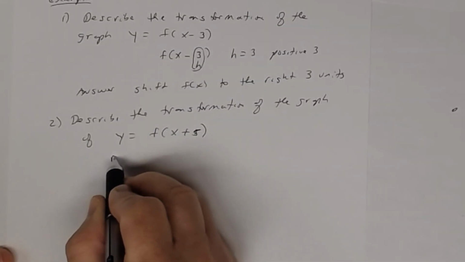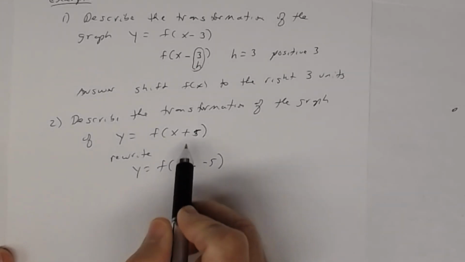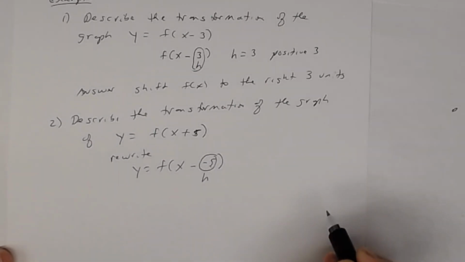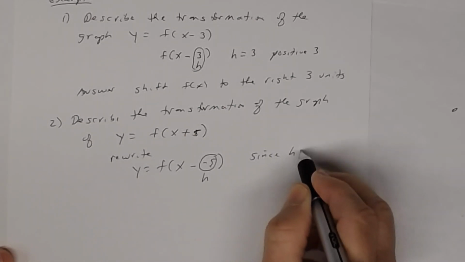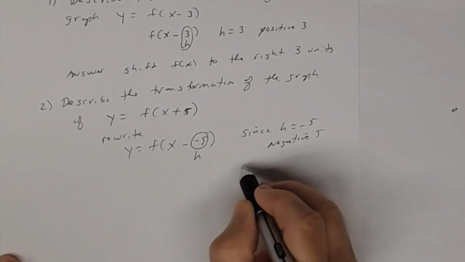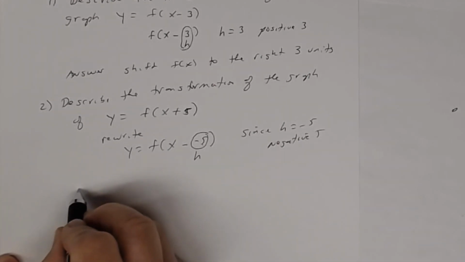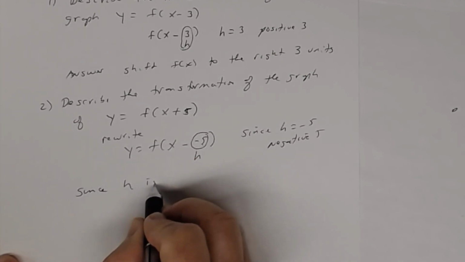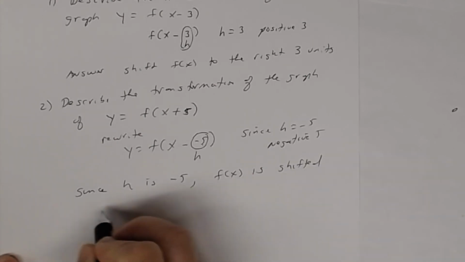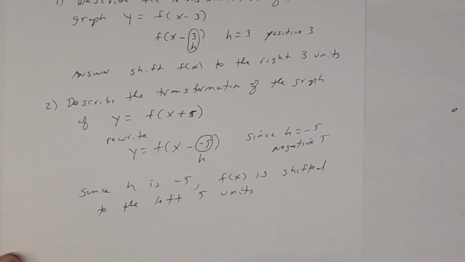I can rewrite this as y equals f of x minus a negative 5, right? x plus 5 is the same as f of x minus a negative 5. And so now the h is this negative 5. All right, so notice since h equals negative 5, which is negative, that's going to have the effect of shifting f of x to the left 5 units. So since h is negative 5, f of x is shifted to the left 5 units. Okay? All right, so that's number 2.